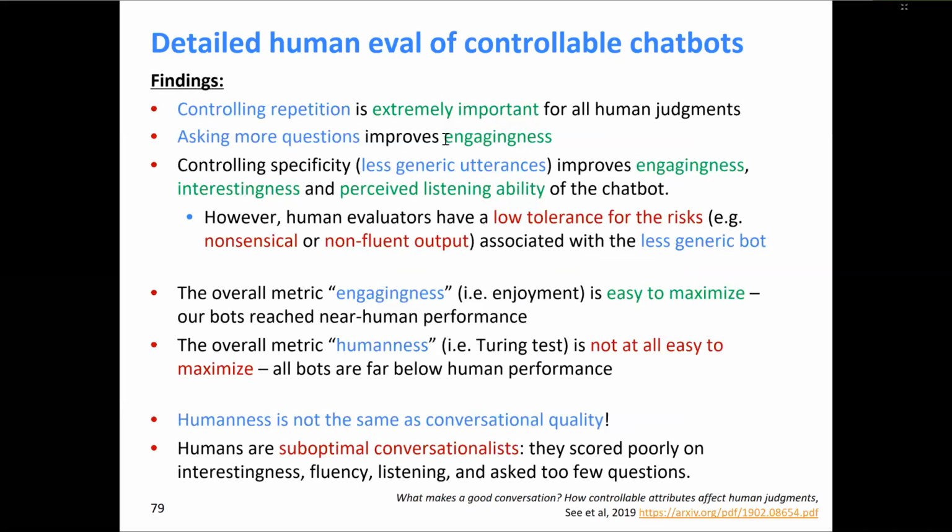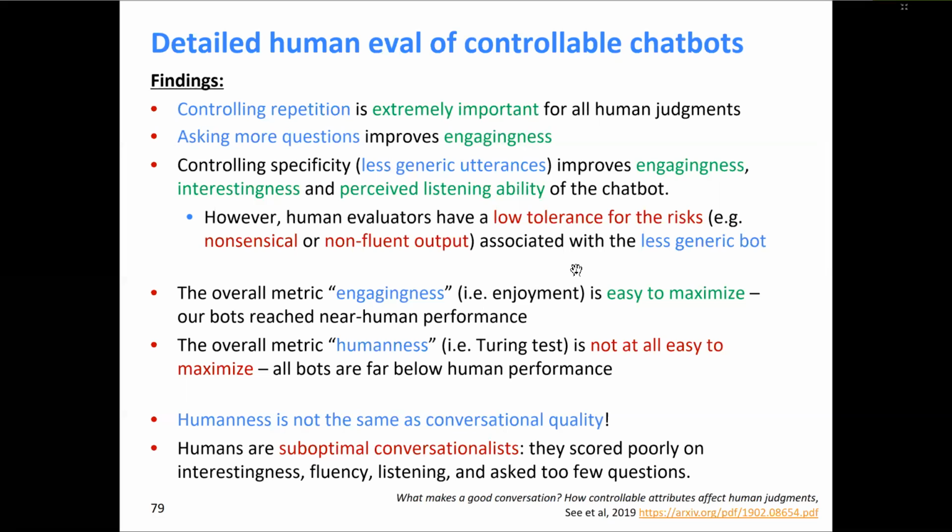The findings from that are very interesting because, for example, people find that controlling repetition is extremely important because we are so good at detecting repetition. If the bot is repeating too much, we can easily get bored. And if the bot asks more questions, it improves engagingness. It intrigues people to chat back. Also, if the bot is able to generate less generic utterances, it improves the interestingness and perceived listening ability of the bot.